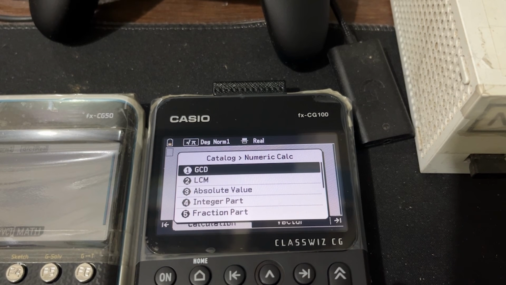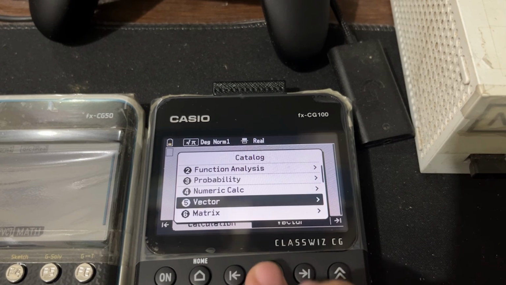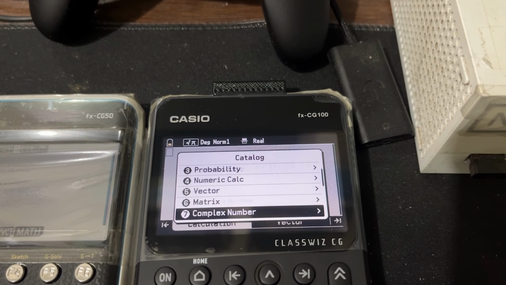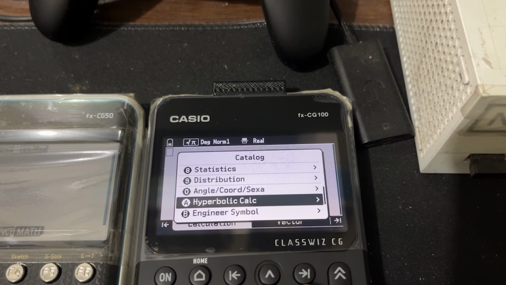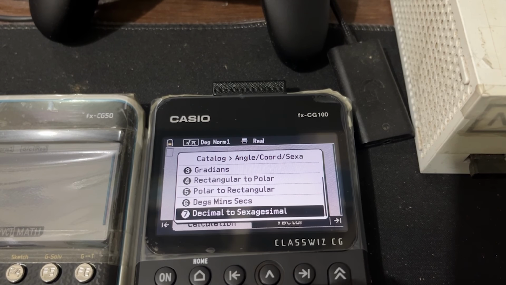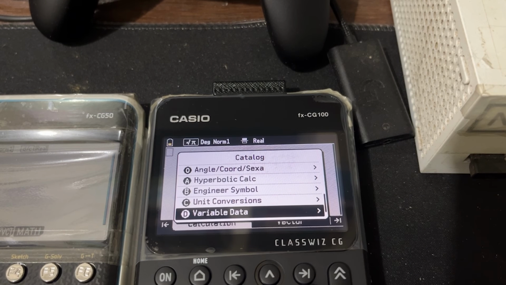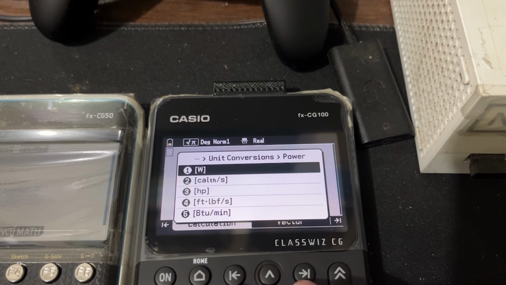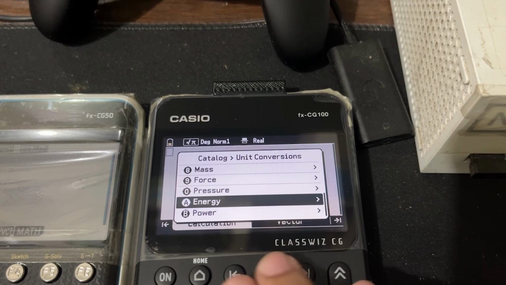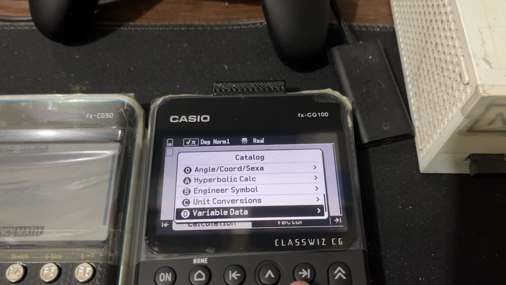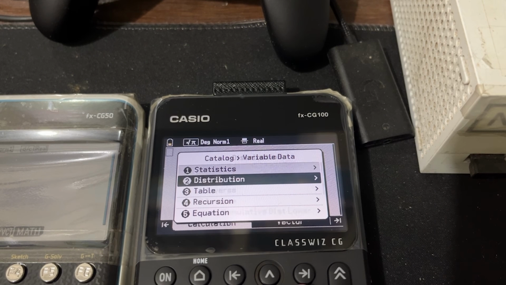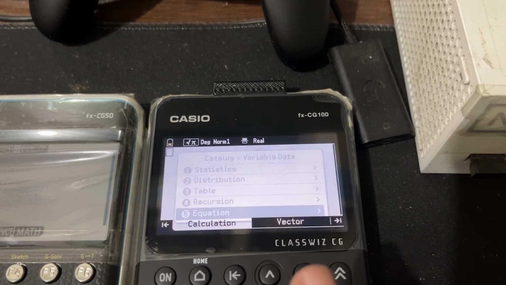For example, you have vectors, that's matrix, statistics, all functions, hyperbolic calculators, angles, ingredients, so many functions of symbols, including conversion, energy, powers. Yep, it doesn't have powers like a watch. You're going to list statistics, distributions, recursion equations. Yeah, it's so many catalogs.